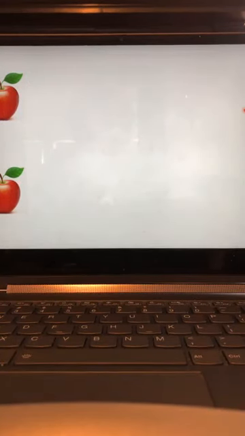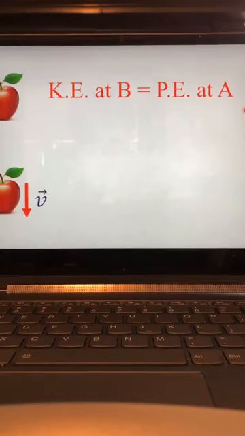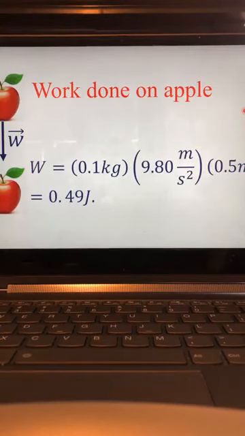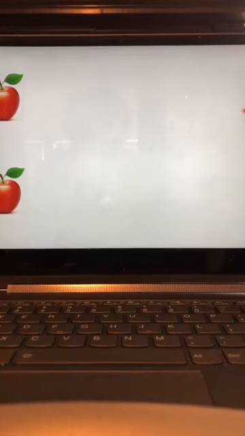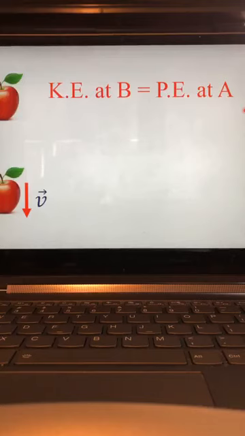So then, when I let the apple fall, the kinetic energy at point B is equal to the potential energy at point A. The potential energy at point A is what I calculated in the previous slide, and that is equal to the work done. Whatever work I did is all stored as potential energy, right? So that potential energy now converts to kinetic energy. So the kinetic energy at point B is equal to the potential energy at point A, okay?